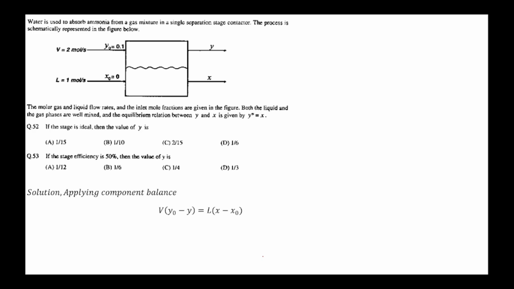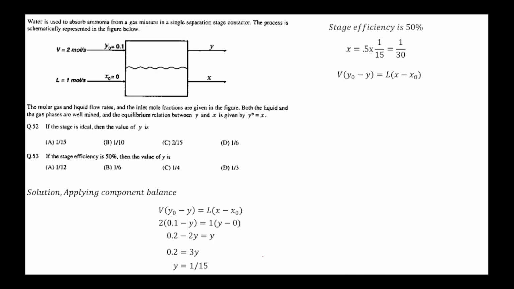I think there is no need to explain. It's a simple component balance, basic mass transfer, putting all the values. Okay, you'll get this. Now efficiency is 50%. That means 50% of this Y we are getting will be in the X. So X is equal to 0.5 of Y. So you will get Y is equal to 1 by 12, your answer. Okay. New Y.